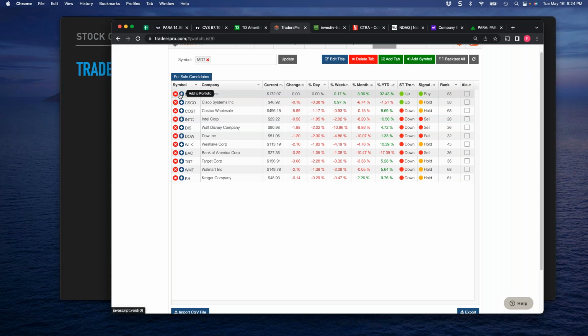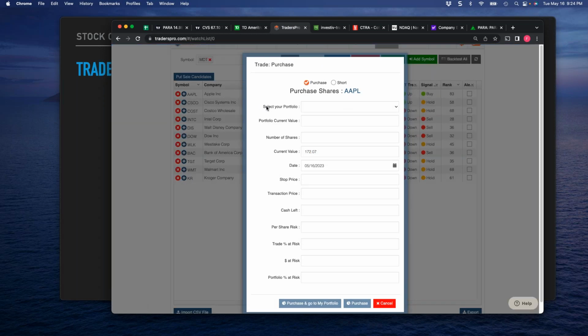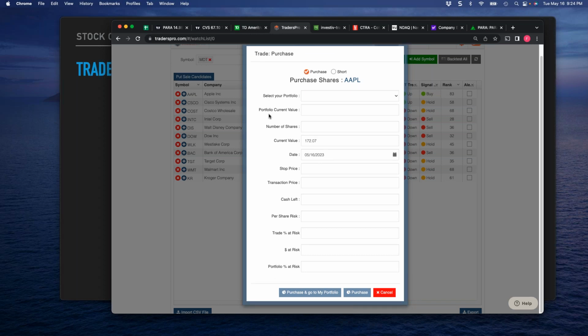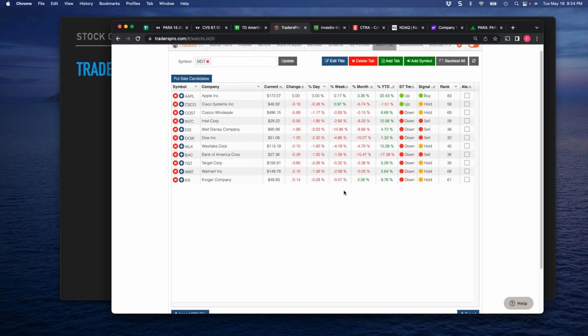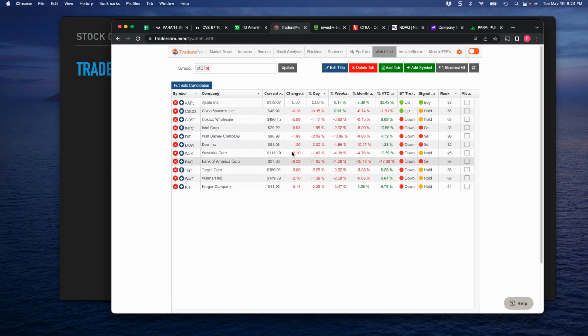These buttons here allow me to either remove it from the list. If I click on plus, then it will give me the opportunity to log a trade through the portfolio tab here. This is not going to place an order directly with your broker, but this is a good way to keep a log of your trades as you go. All right, so that's how to create a watch list.